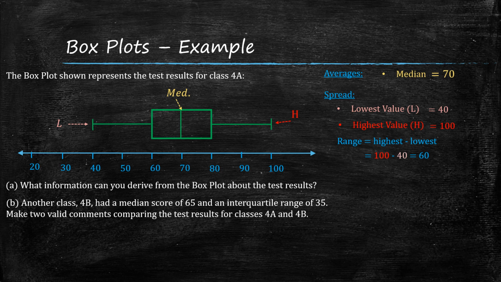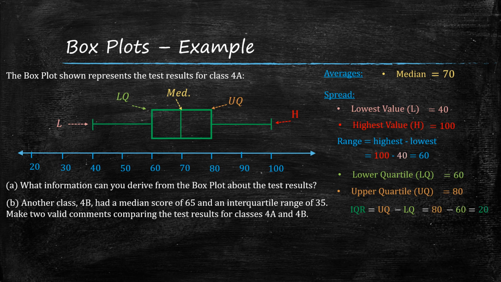Well, what else can we read from the box plot? There are 2 other figures we can read, and those figures are the lower quartile, represented by the lower end of the box, in this case 60, and the upper quartile represented by the upper end of the box, and in this case it's 80. Now when we have the lower quartile and the upper quartile, we can calculate the interquartile range. IQR is equal to the upper quartile minus the lower quartile, which is 80 minus 60, so the IQR for this data set is 20.